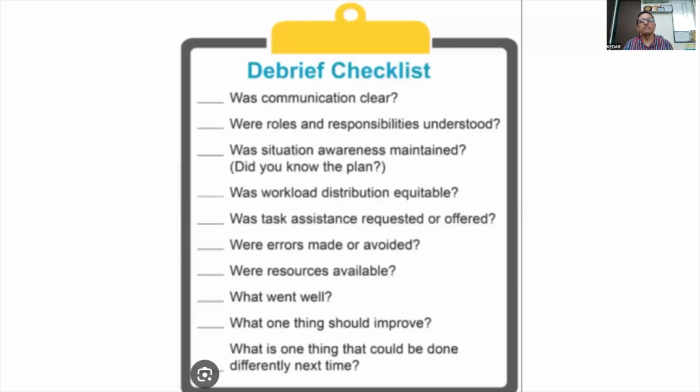Debrief is another technique which is very, very useful. We should always debrief, even if things go very well, and understand why they have gone very well. And if there is an issue that was detected, we need to have a thorough debrief and ask ourselves questions: was the communication clear? Were the roles and responsibilities understood? Was situational awareness maintained? Was workload distribution equitable? Was task assistance requested or offered? Were errors made or avoided? What resources were available?